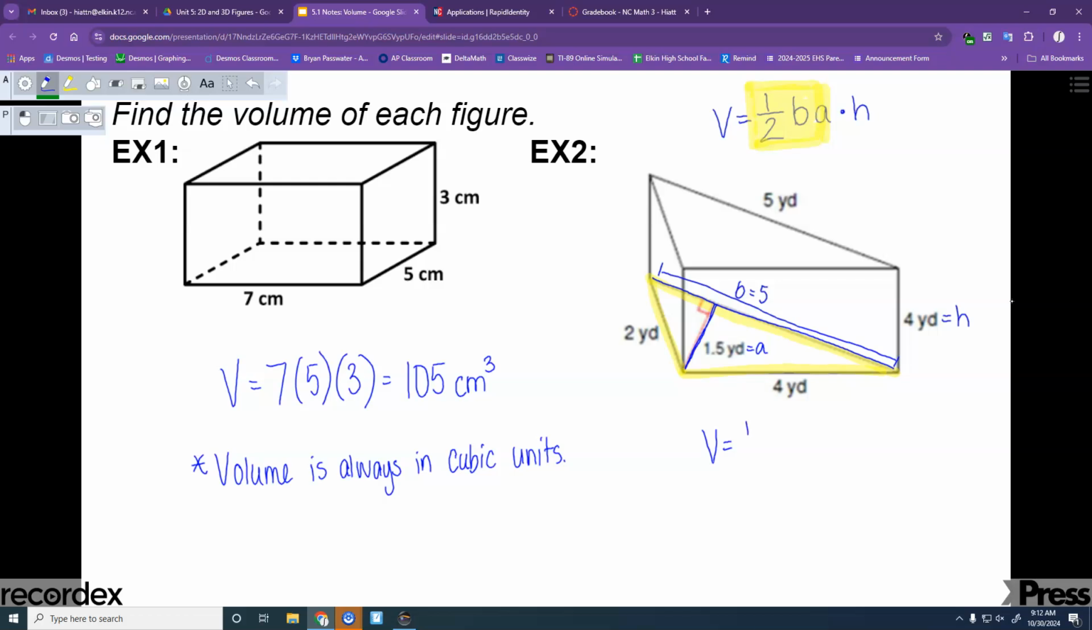So our formula is 1/2. We're replacing B with 5. We're replacing A with 1.5. And we're replacing H with 4. Okay? And we just have to type that into a calculator. So 1/2 times 5 times 1.5 times 4 is giving me 15. So we get 15 cubic yards.